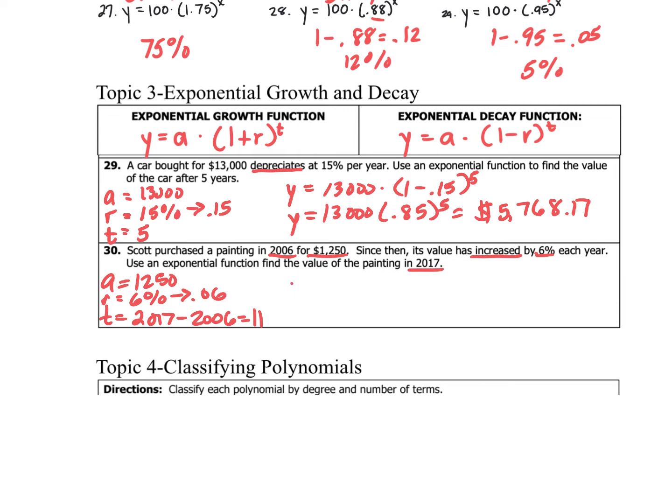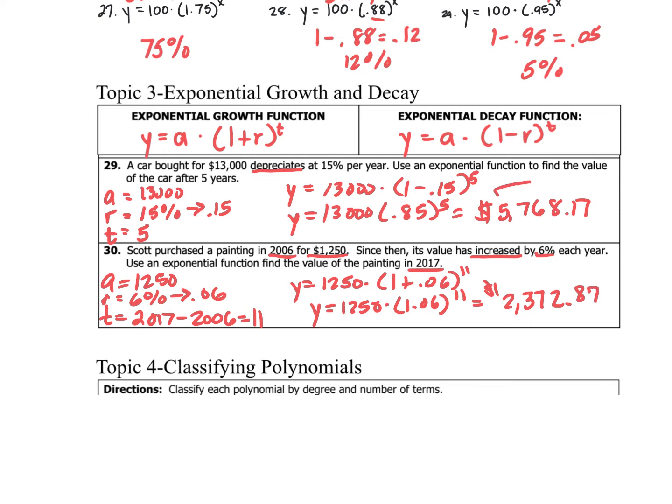And so now I can write the function y equals 1,250 times 1 plus 0.06 raised to the 11th power. That's 1,250 times 1.06 raised to the 11th power, which is $2,372.87. All right, moving on. Topic 4.